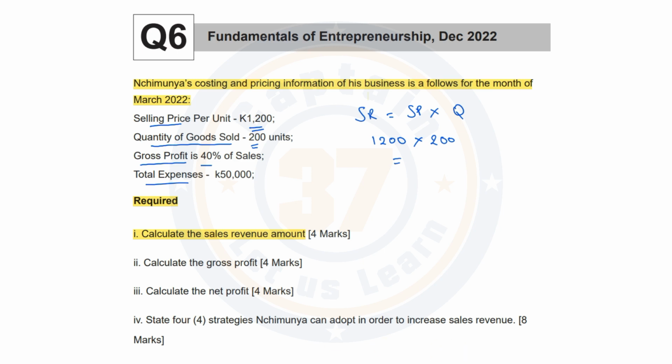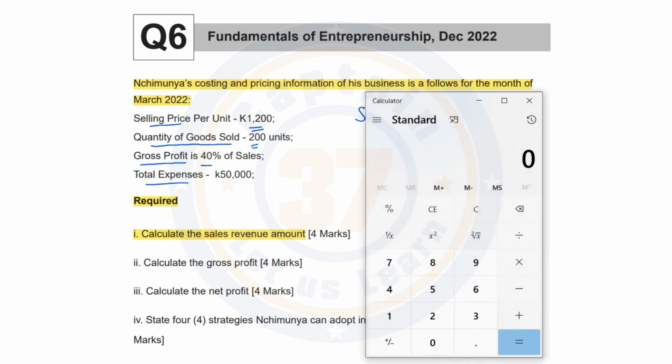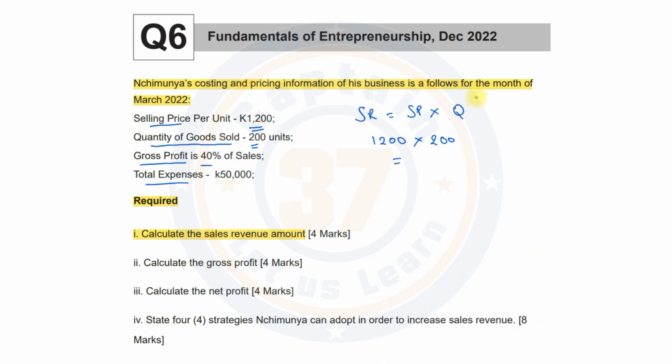We are going to pull out the calculator and calculate 1200 multiplied by 200. This gives us 240,000. So the sales revenue then was 240,000. So the answer for this one is 240,000.